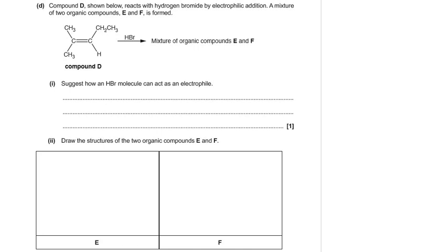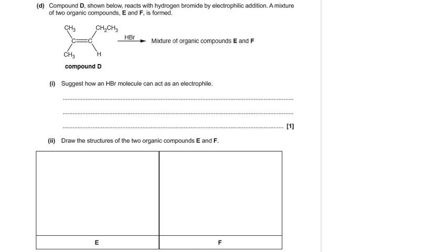Compound D, shown below, reacts with hydrogen bromide by electrophilic addition. A mixture of 2 organic compounds, E and F, is formed. And then it gives us the start of an equation there and the structure of compound D. Looking at D part 1, it says, suggest how a HBr, a hydrogen bromide molecule, can act as an electrophile.